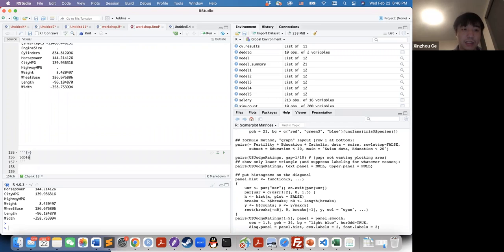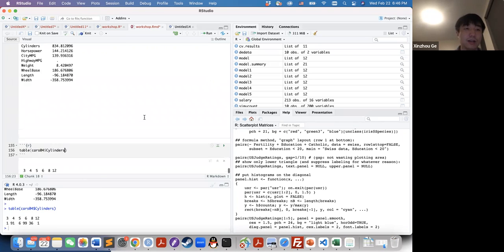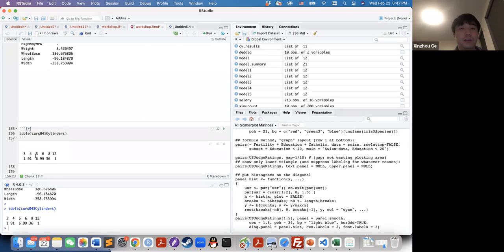We can use the table function to generate a table of a specific vector. For example, here we are interested in the number of cylinders for the cars, and we can see that among these about 200 cars, 91 of them have 4 cylinders and 99 of them have 6 cylinders. So these two are the majority.